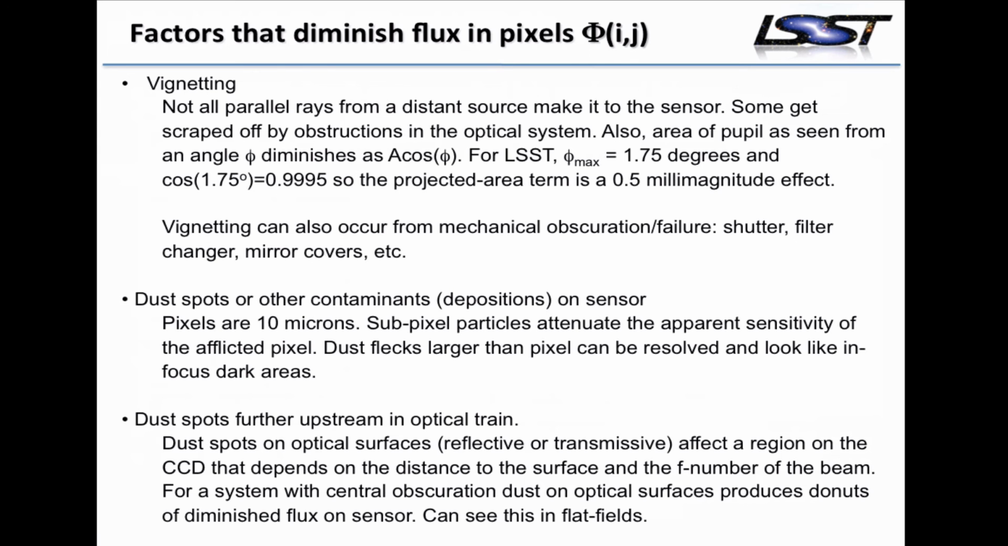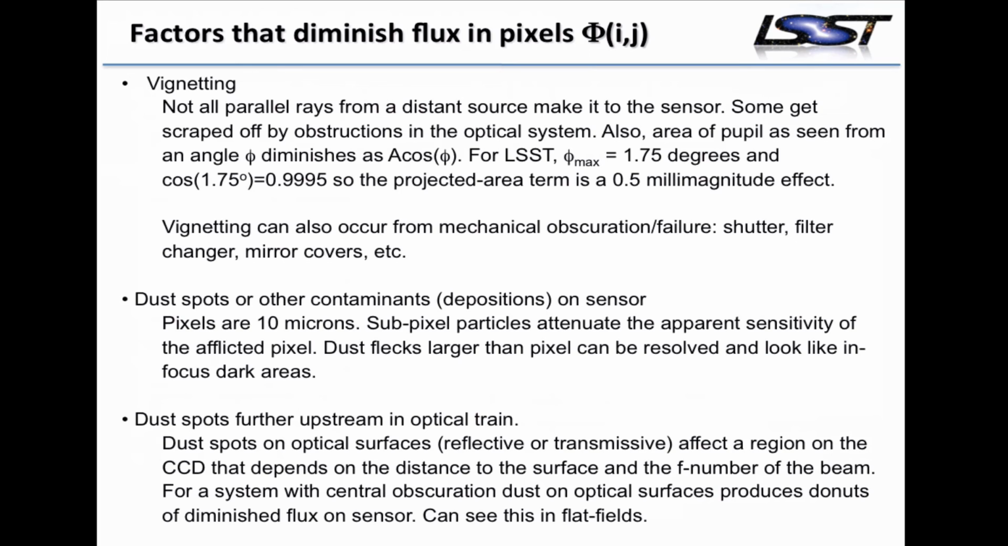So let's change gears from system level engineering to think about factors that can diminish the flux in a pixel relative to ideal. So the first thing is vignetting. The optical system doesn't transfer 100% of the rays that are impinging on the front of the telescope. First of all, there's the entire instrument and secondary mirror in the way, right? It blocks a significant fraction of the light that's coming down the path.